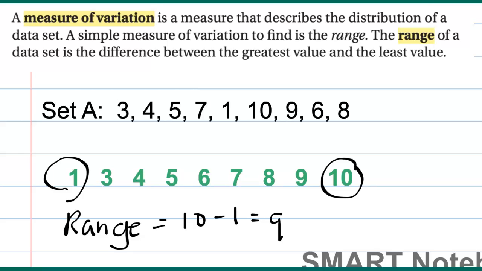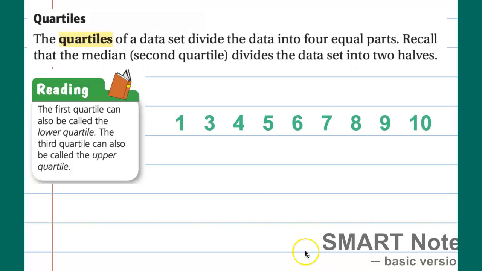So let's look for the quartile deviations. Let's go back to the problem set A that we had, and we arranged them in order, just copied it. We're going to find the quartiles. The quartiles of the data set divide the data into 4 equal parts. Recall the median, the second quartile, divides the data set into 2 halves. So let's first find the median of this set of data. Since this is an odd set, there are 9 in this data, so the 5th item is our median since we arranged them in order.